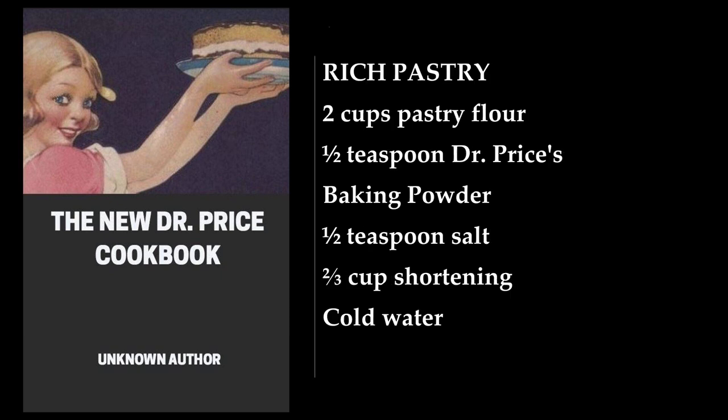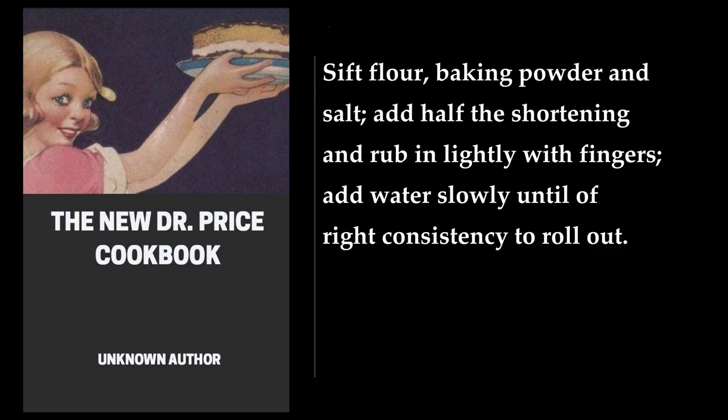Rich pastry. 2 cups pastry flour, 1/2 teaspoon Dr. Price's baking powder, 1/2 teaspoon salt, 2/3 cup shortening, cold water. Sift flour, baking powder and salt, add 1/2 the shortening and rub in lightly with fingers. Add water slowly until of right consistency to roll out.